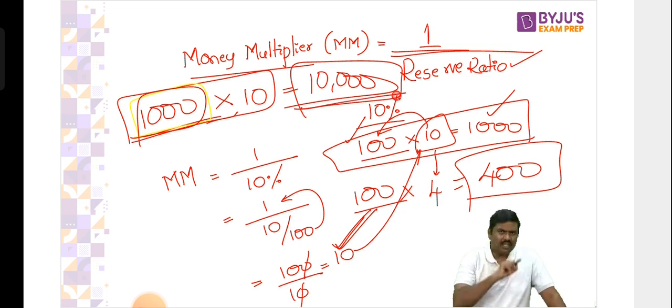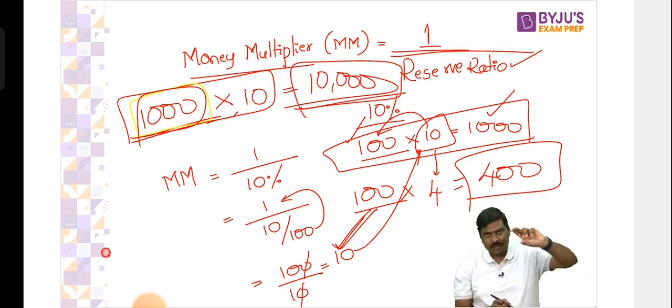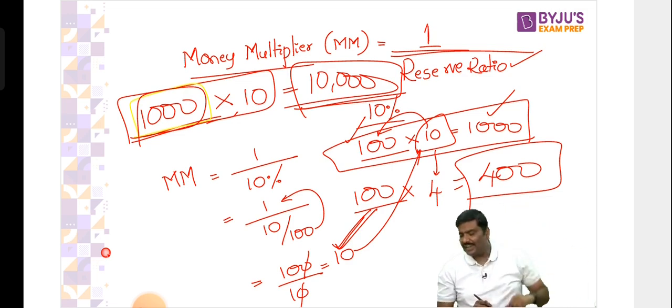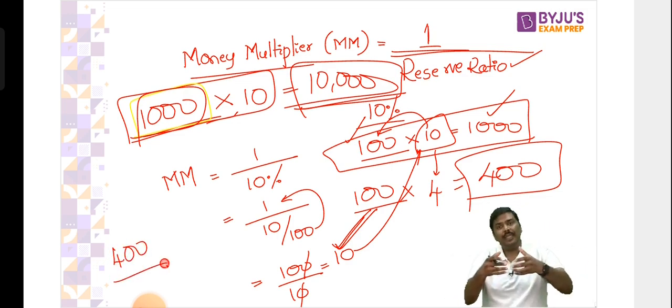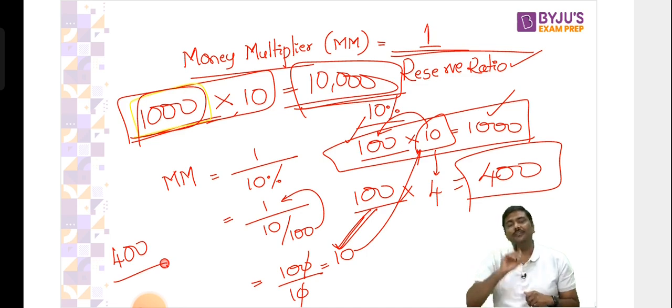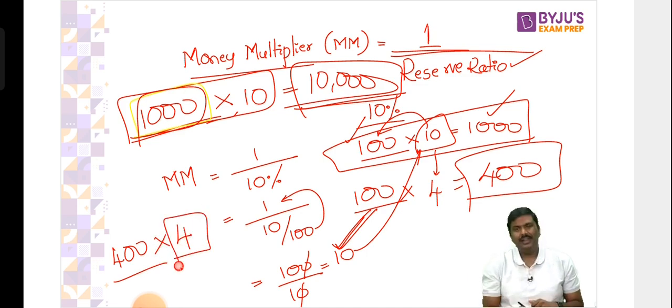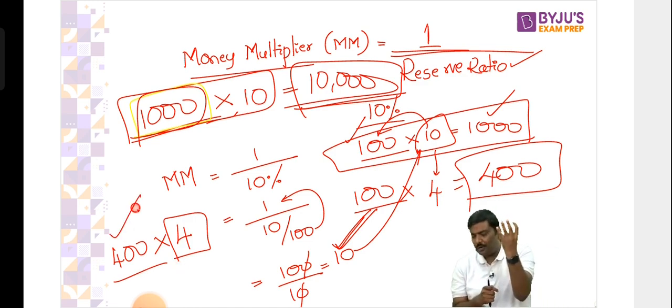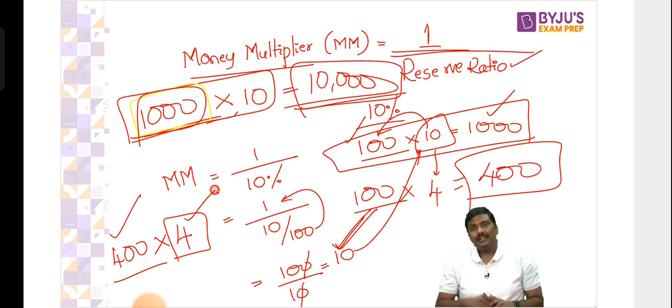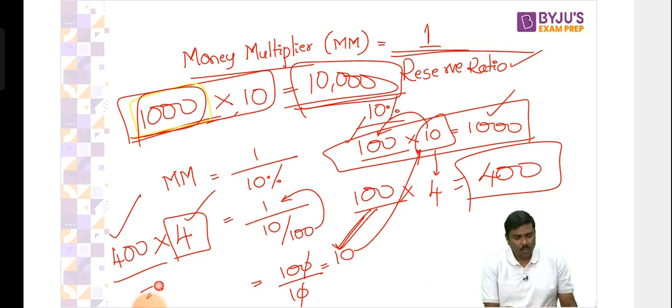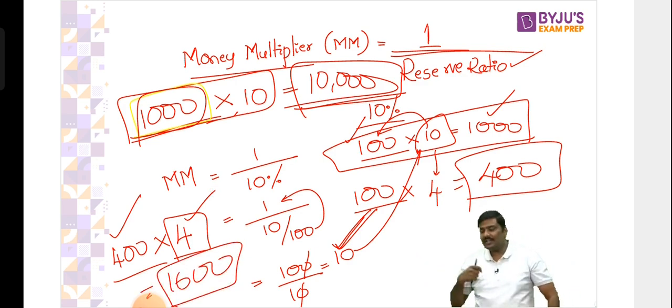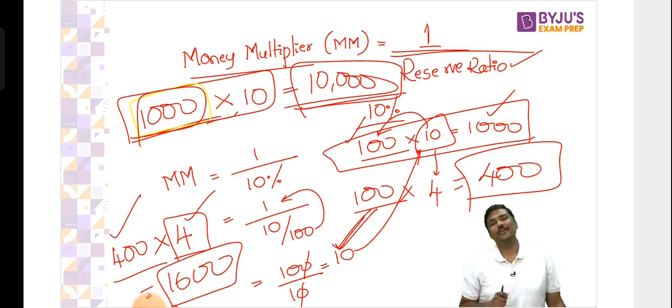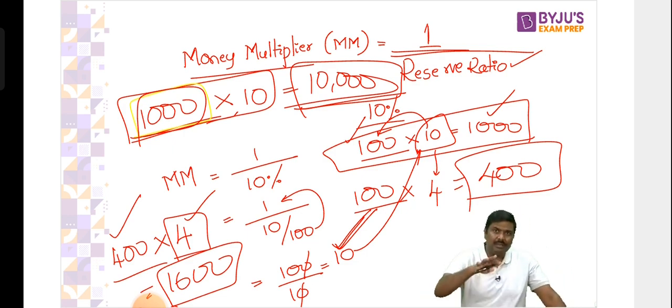Now let me ask you simple. Imagine the CRR is increased. As a result of this, 400 rupees is now not available for the banks to lend. And if the money multiplier is 4 times, tell me how much money supply will come down. The banks do not have 400 rupees to lend. The money multiplier is 4 times. The money supply maximum will come down by how much? 1,600 rupees. Simple calculation. Please be very careful. This is how RBI will use the tools to adjust the money supply in the economy.